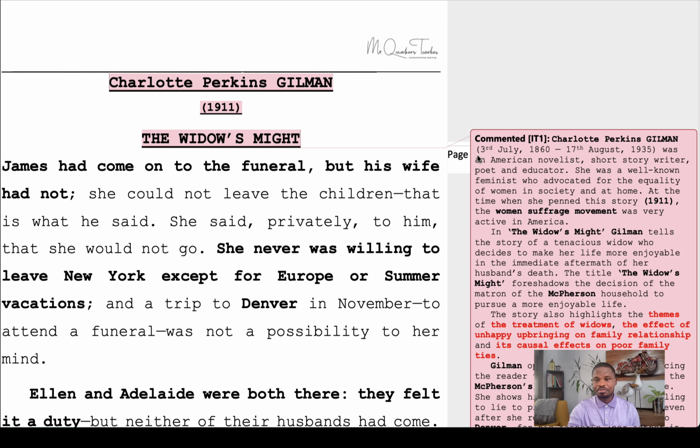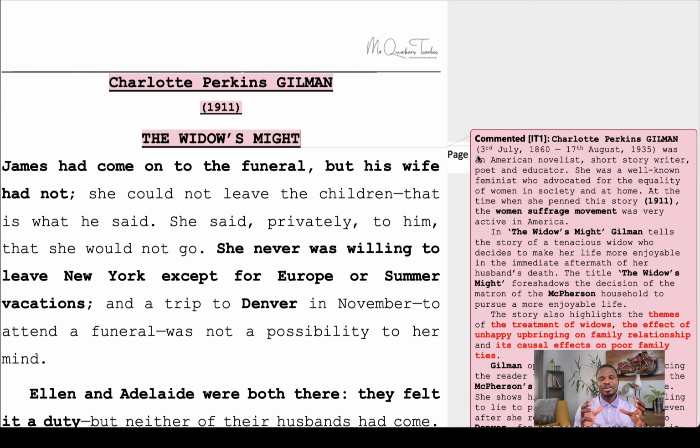At the time when she penned this story in 1911, the women's suffrage movement was very active in America. When we speak about the women's suffrage movement, it was the march to ensure that women have the right to vote. Because around that period, women were not allowed to vote. So the women's suffrage movement, and Gilman was a key part of it.